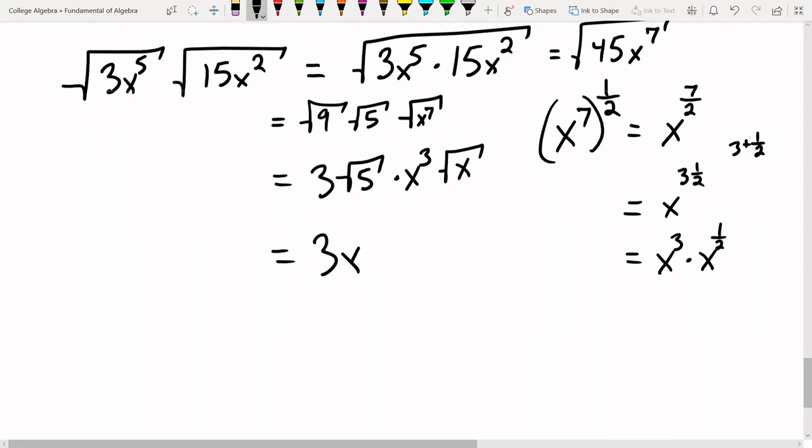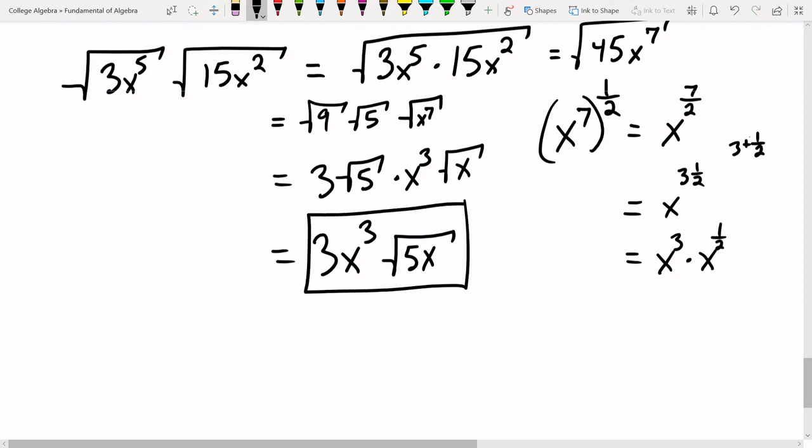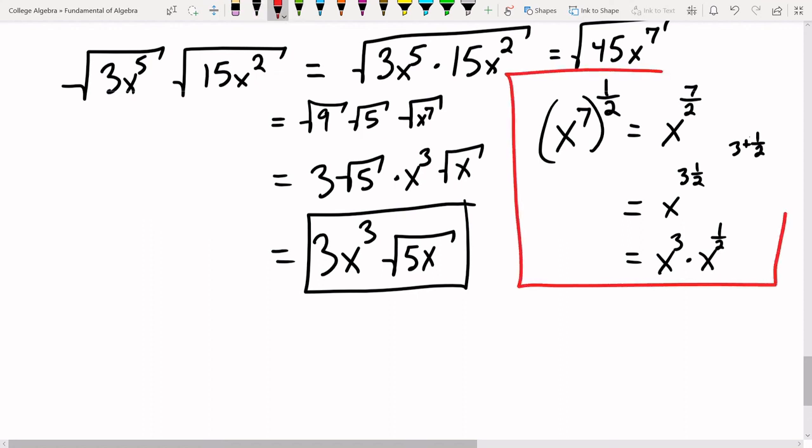I can rearrange this a little bit and combine the radicals to give us this. All right, this method here, it's not always quite clear to do that. There's probably a better way of doing it, by breaking down x to the 7th.